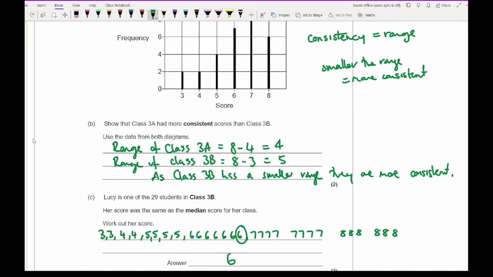Another way of doing it is obviously if you add 1 to 29, so you do 29 plus 1 divided by 2 equals 15. So then it's going to be the 15th number along, and that then gives us 6.